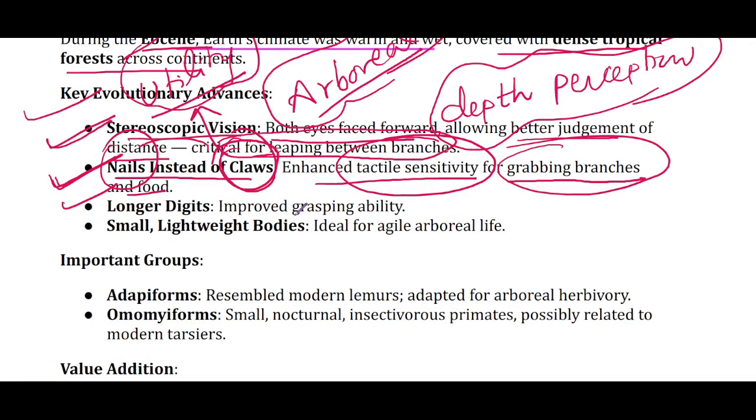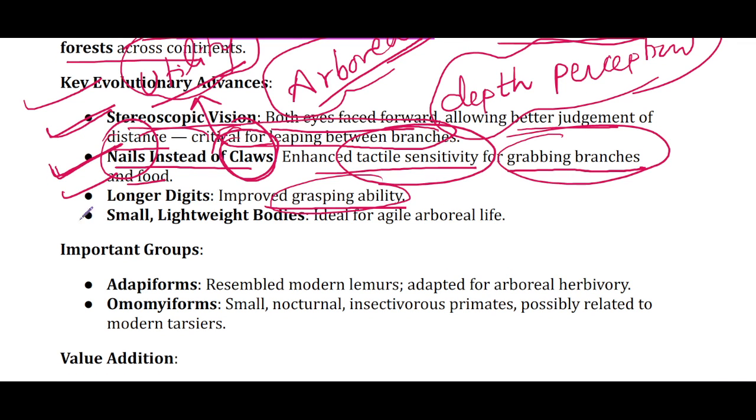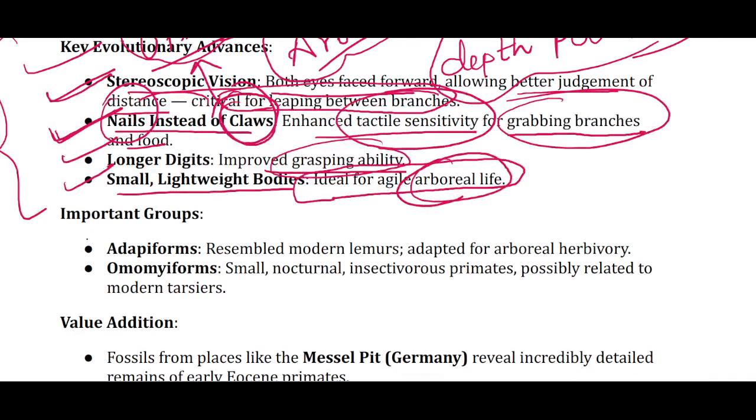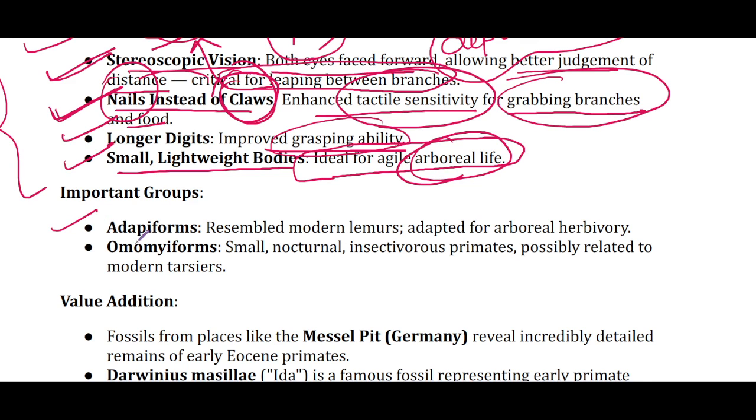Then longer digits that improve prehensility or grasping ability. Then the final adaptation was small, lightweight bodies that were ideal for agile arboreal life. So all of these evolutions were centered around arboreal life. Now important groups during that time: first, adapiforms that resemble modern lemurs and they adapted for arboreal herbivory. Arboreal means tree-based life and herbivory means plant-based diet.